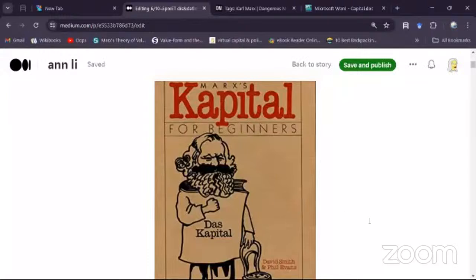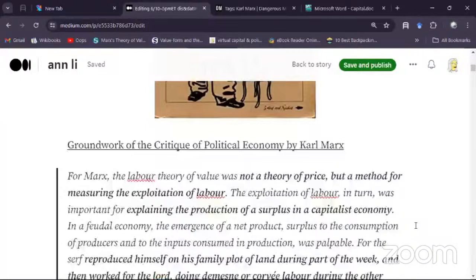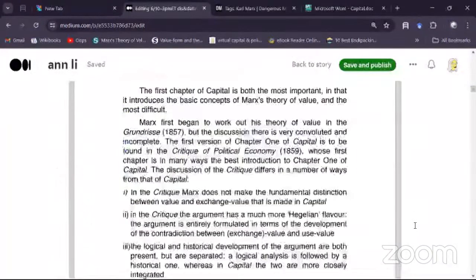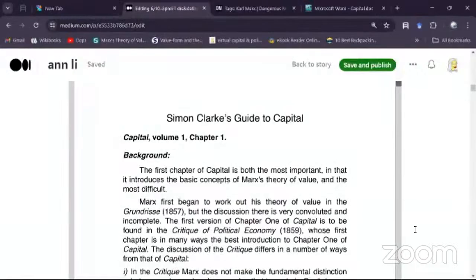So I introduced that idea. I give you the first page of Simon Clark's Guide to Capital, and then I'll switch in a second here to the text itself. Simon Clark's Guide to Capital, Volume 1, Chapter 1. Recall, of course, that there are several versions of books just on Chapter 1, so that's why it's really super important.